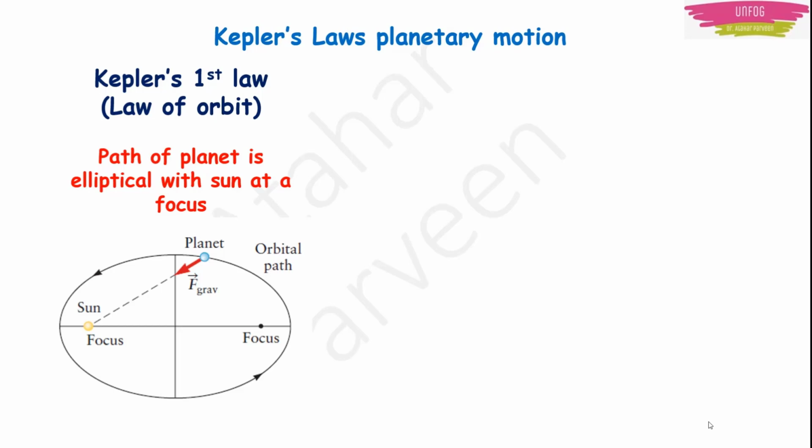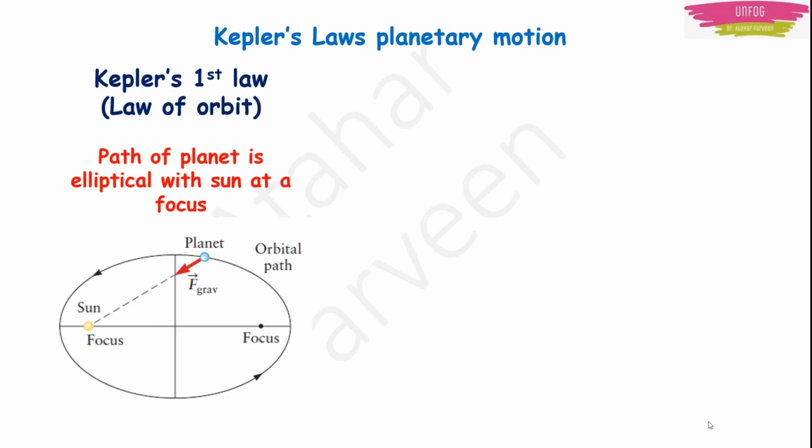If you draw an ellipse, there are 2 points in the ellipse called foci. At one of the foci, Kepler says that the sun is there, and around it the earth is moving and its path is elliptical. It is not circular, it is elliptical.